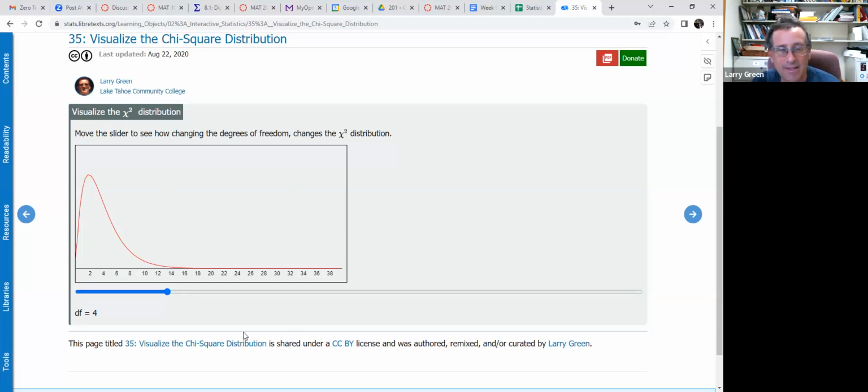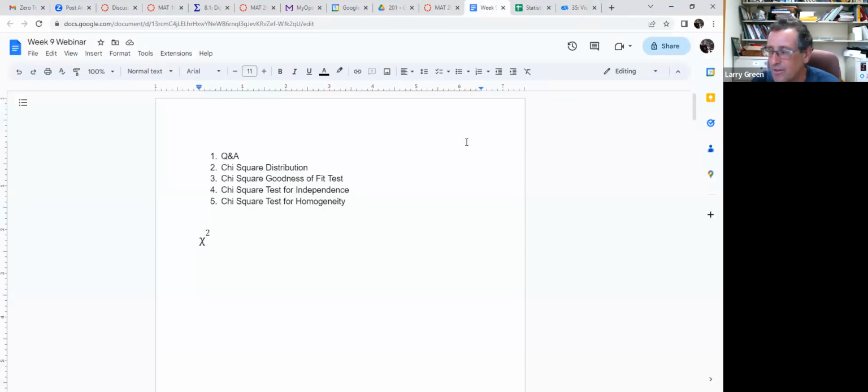Okay, so that is the distribution. What we're now going to do is we're going to do some examples. We're going to need to use this distribution for a hypothesis test. And again, feel free to ask any questions you have throughout, because that's what this is all about, to make sure that you have time.